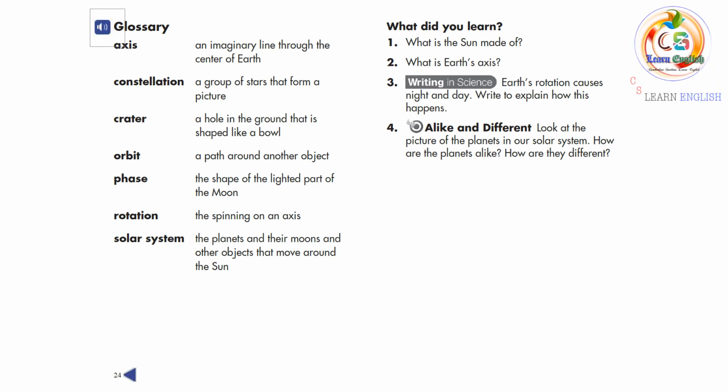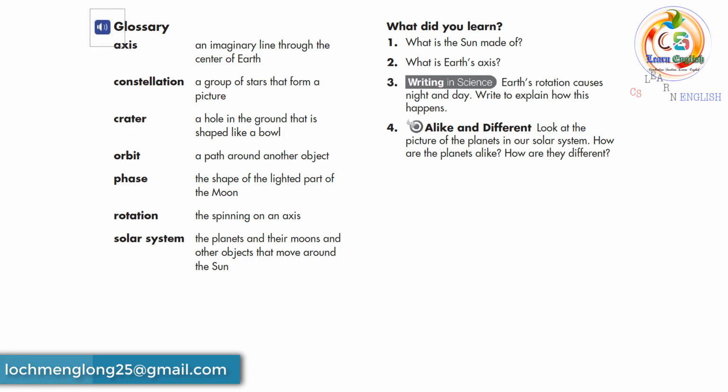Glossary. Axis. An imaginary line through the center of Earth. Constellation. A group of stars that form a picture. Crater. A hole in the ground that is shaped like a bowl. Orbit. A path around another object.